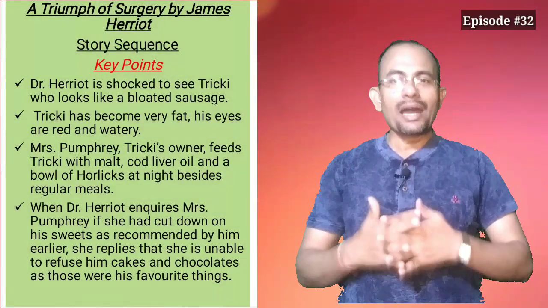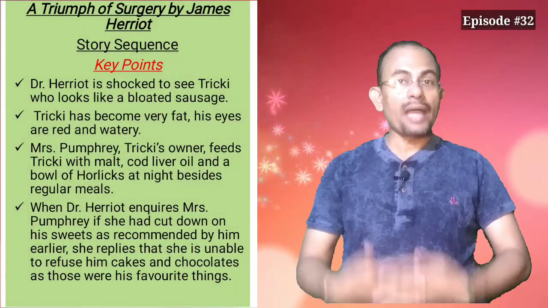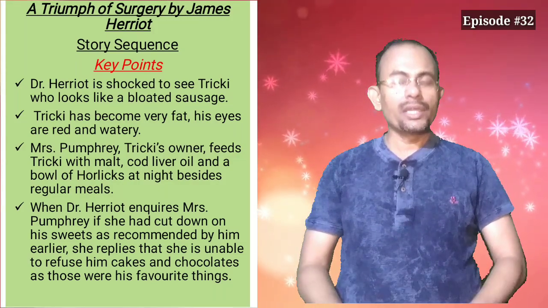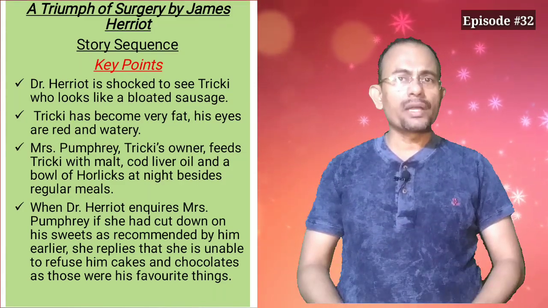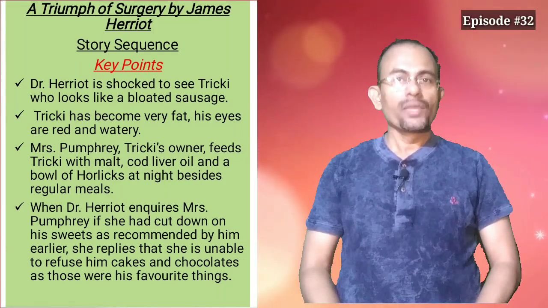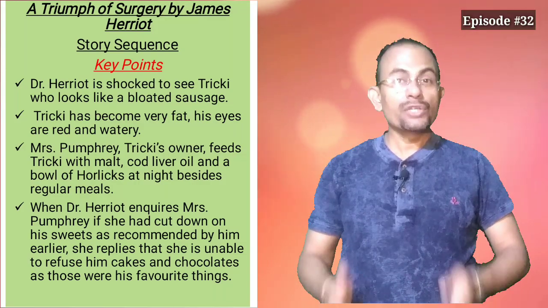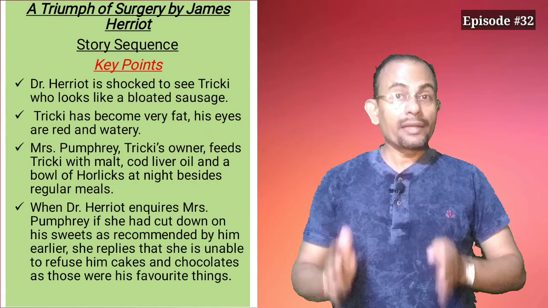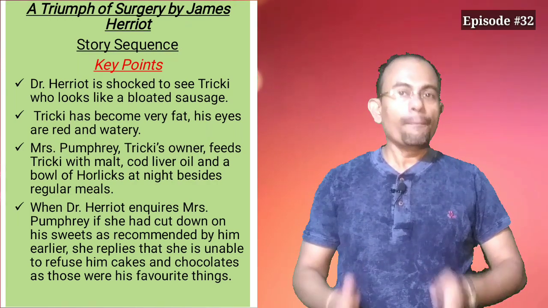Dear students, now let's move on to the story sequence. The narrator, Mr. Herriot, stops his car as he is shocked to see Tricky, who looks like a bloated sausage. He has become very fat, his eyes are red and watery. Mrs. Pumphrey, Tricky's owner, tells him that she feeds Tricky with malt, cod liver oil and a bowl of Horlicks at night in addition to regular meals.